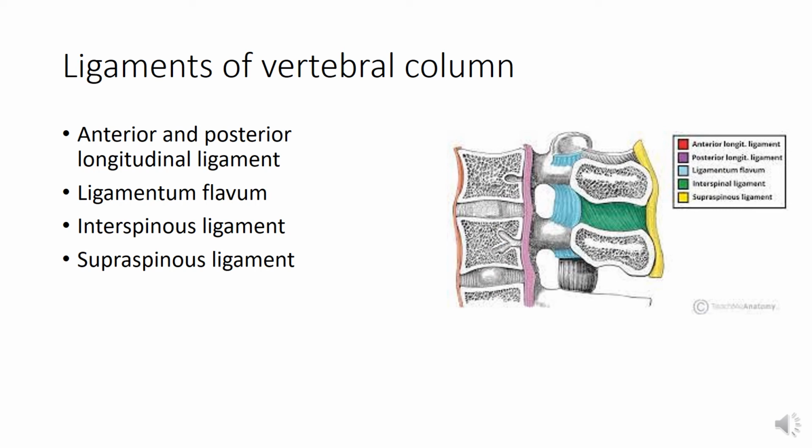Ligaments of the vertebral column. These ligaments hold the vertebrae together and keep the intervertebral discs in position. Now, first are the two longitudinal ligaments which extend the whole length of the vertebral column, the anterior longitudinal ligament and the posterior longitudinal ligament. So this is the anterior one and this is the posterior one.